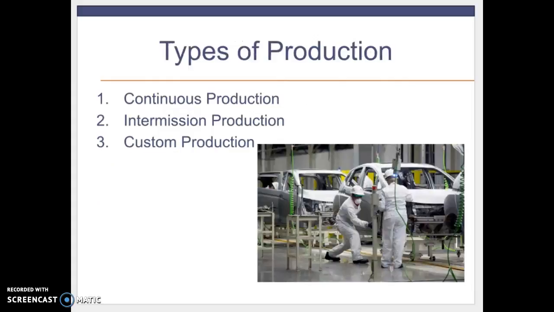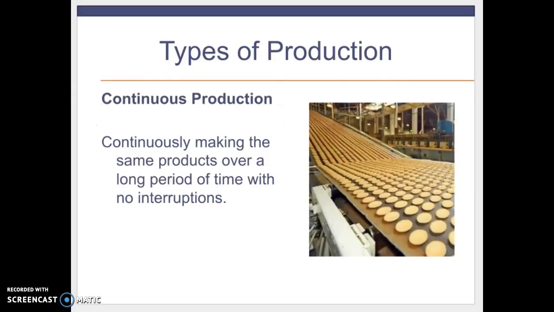The next thing we'll talk about are the types of production: continuous production, intermittent production, and custom production. Continuous production is making the same or similar products over long periods of time with no interruption. Many discrete manufacturers use continuous production to increase efficiency and boost the bottom line of income. Examples of this are automobiles, computers, and bicycles. Continuous production is an efficient way to produce large quantities of goods at low prices.